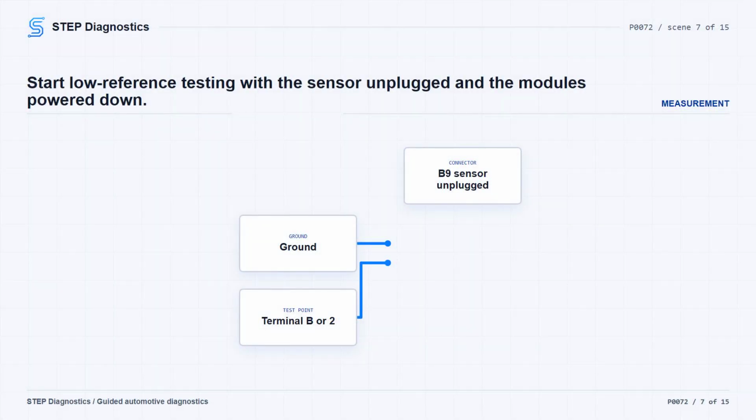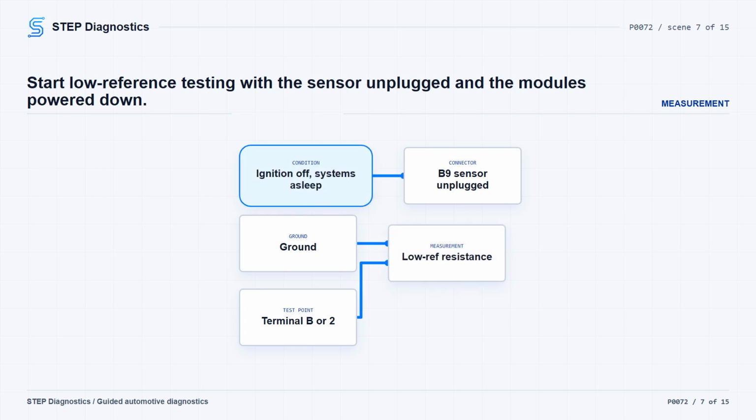For circuit testing, turn ignition off, let all vehicle systems power down, and disconnect the harness connector at the B9 ambient air temperature sensor. Be patient here. It may take up to 2 minutes for every module to shut down. Test for less than 10 ohms between the low reference circuit terminal B, or terminal 2, and ground.